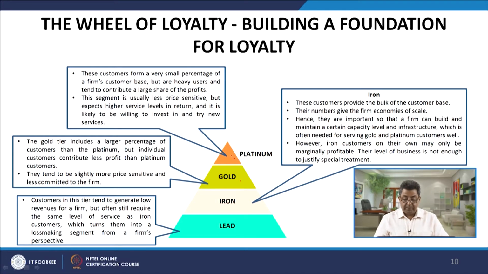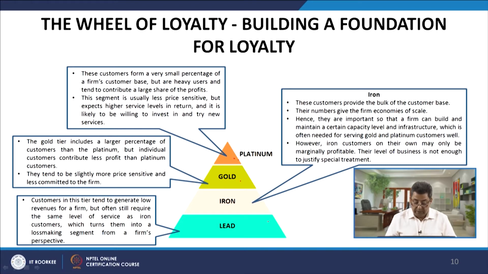These iron customers provide the bulk of the customer base. Their number gives the firm economies of scale. Hence, they are important so that a firm can build and maintain a certain capacity level and infrastructure, which is often needed for serving gold and platinum customers well. However, iron customers on their own may only be marginally profitable. Their level of business is not enough to justify special treatment.